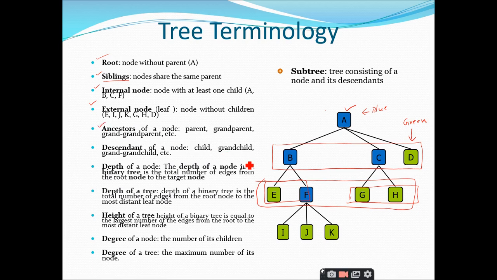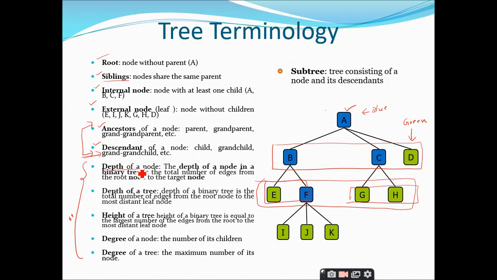And coming to ancestors, what are ancestors? The ancestors are nothing but the elders: the parents, grandparents, and so on. We call them ancestors. Similarly, descendants means child, grandchild, and so on. All these are called descendants. Up to here, it is not that important. Ancestors, descendants, external nodes, internal nodes, siblings, all these things are very clear. But from here onwards, the concepts are very important.